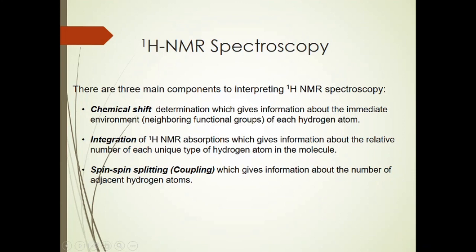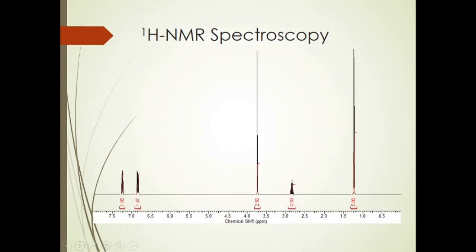For nuclear magnetic resonance spectroscopy, when you are interpreting the spectrum, there are three things that you need to consider. The chemical shift, which gives information about the type of hydrogen, the environment that it's in. Integration, which tells you the number of hydrogens. And the splitting or coupling, which gives information about how things are bonded, what the neighboring hydrogens are.